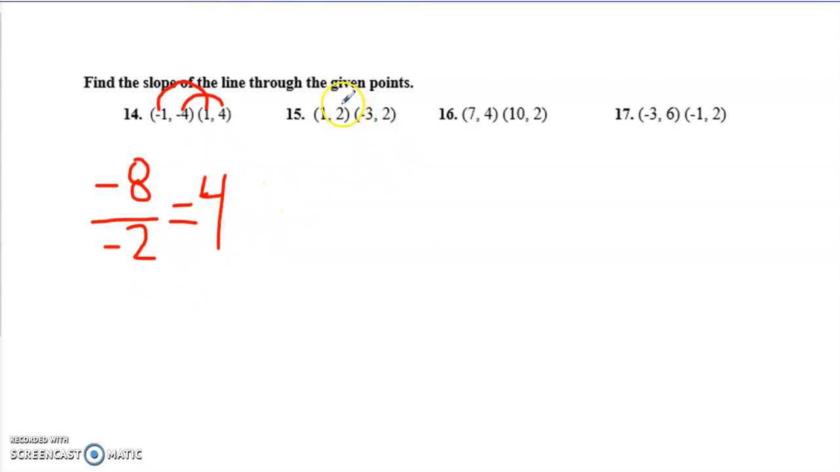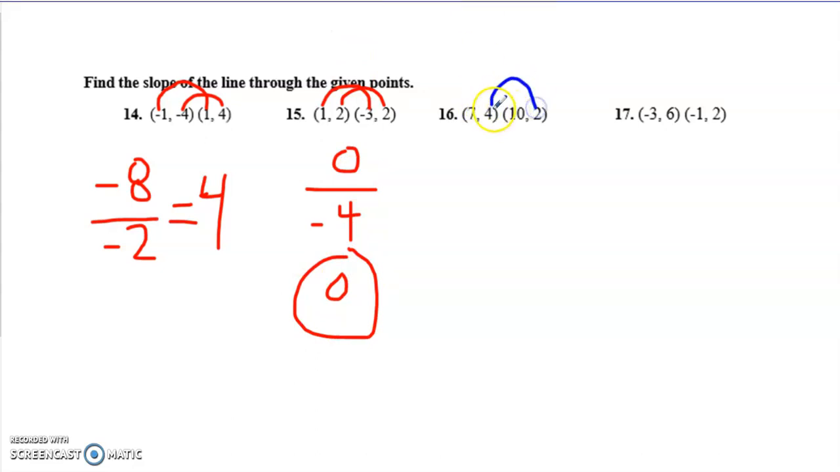Right here, how'd you get from 2 to 2? You didn't move, so it's 0. 1 to -3, we went down 4. 0 divided by any number is 0, so that's your slope for this line.